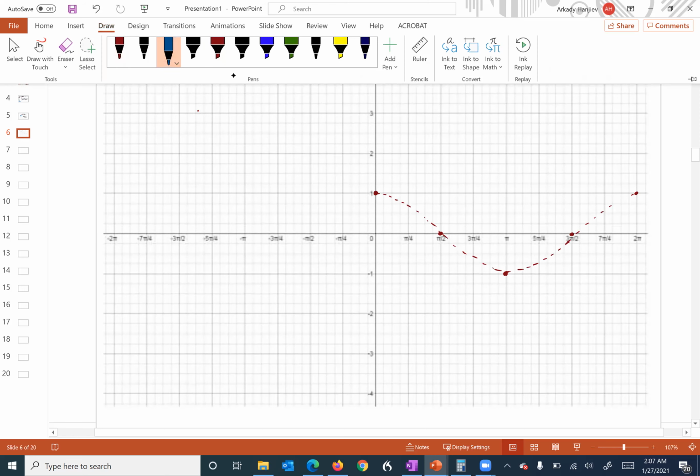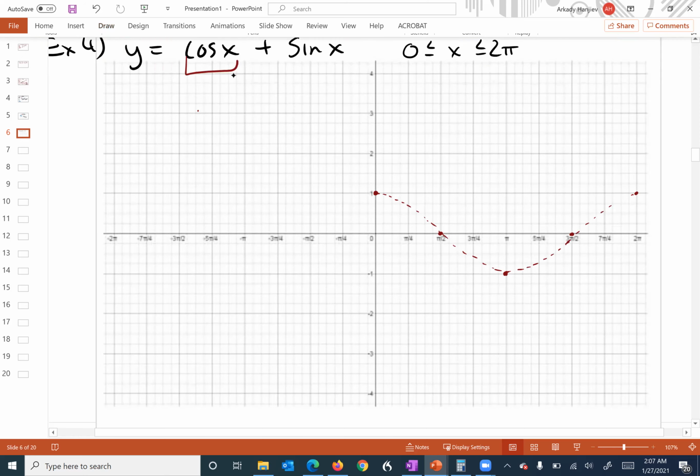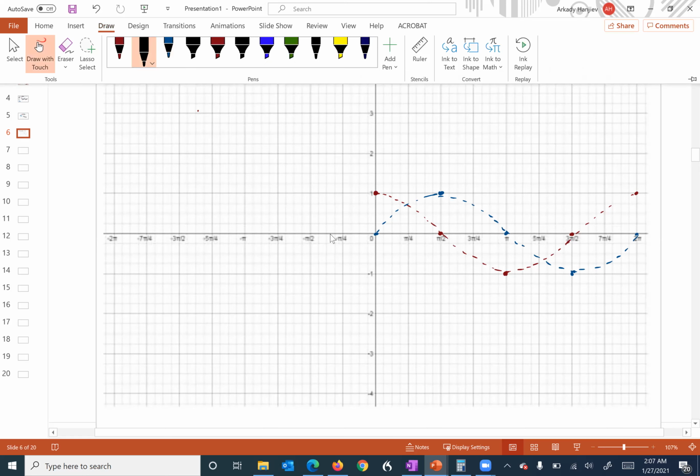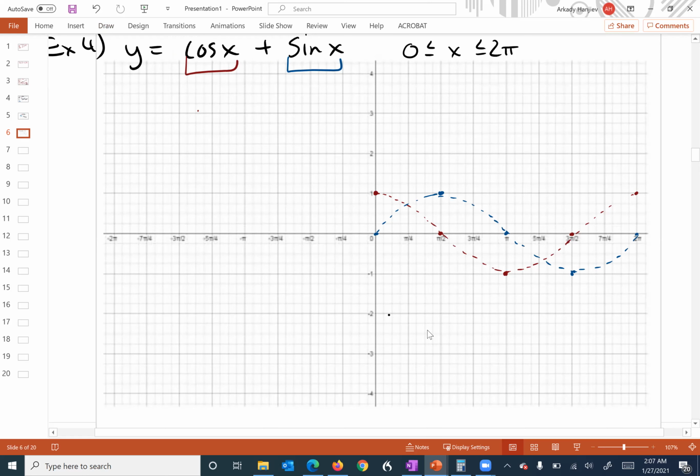Okay, let's go with it. Now let's go with the sine curve in blue. Sine curve starts off at 0, 0, hits 1 at pi over 2, back down to 0 at pi, down to -1 at 3 pi over 2, and back to 0 at 2 pi. So here it is, my sine curve. Okay, if you got this, this is great. If you can do that and put this all together, doing great. Let me change mine to the black marker again.